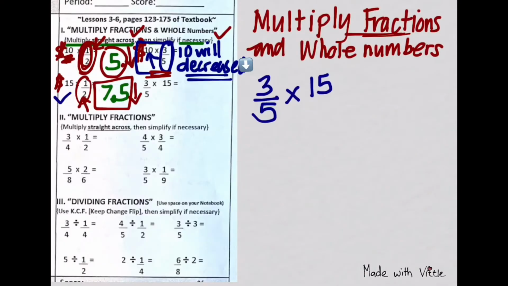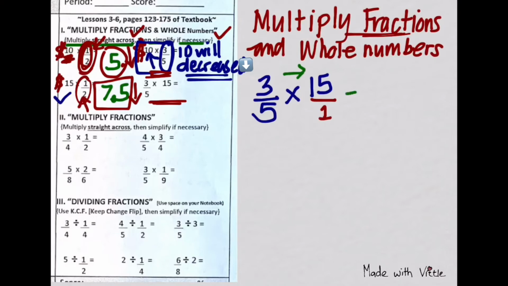Now let's try this one, which is 3/5 times 15. Look, our first number is 3/5. So are we going to increase or decrease 3/5 since we're multiplying it by 15 wholes? Let's go ahead and find out. First of all, we have 15 wholes, and we're going to write it as a fraction with a 1 at the bottom. Now let's multiply straight across.